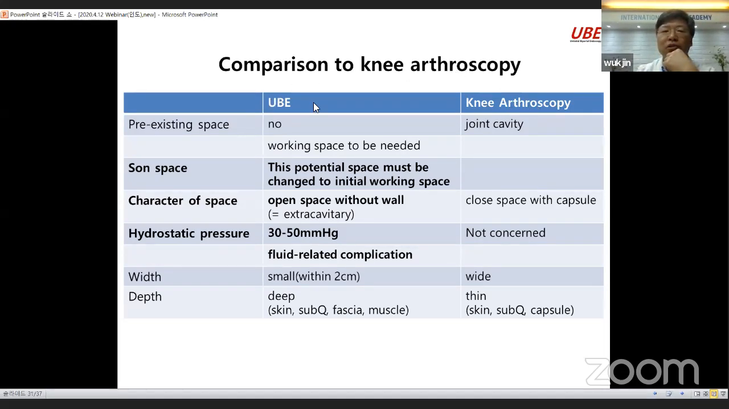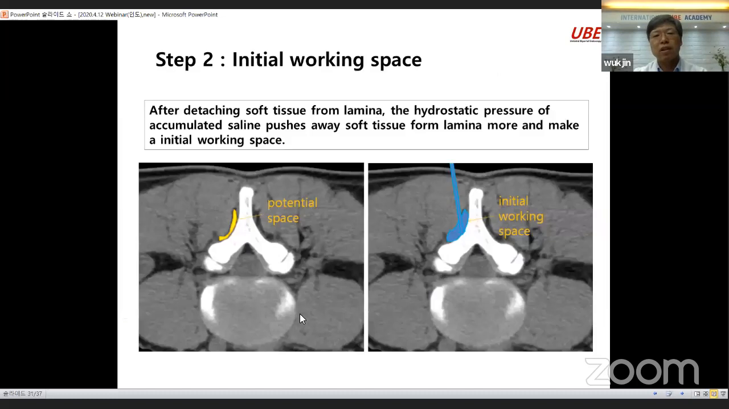In arthroscopy there is a pre-existing space, the joint space. In UBE there is no space, so you need to change a potential space into an initial working space. The joint space has a capsule, but here there is no wall, so an open space is an important concept, and hydro suppression is important. Also the working width is small and the depth is deep, so how to overcome depth is also important.